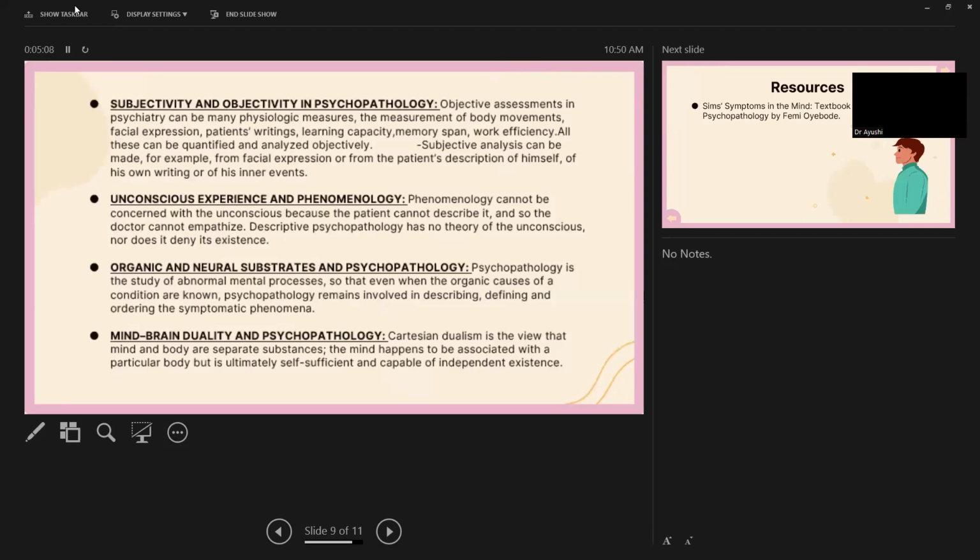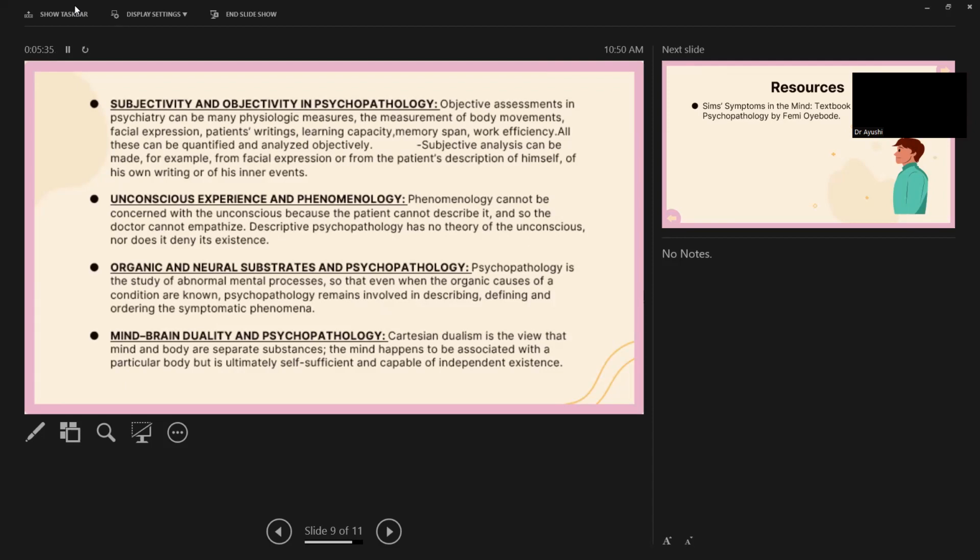Subjectivity and objectivity in psychopathology. Objective assessments in psychiatry can be many physiological measures, the measurement of body movements, facial expressions, patient's writing, learning capacity, memory span, and work efficiency. All of these can be quantified and analyzed objectively. Subjective analysis can be made, for example, from the facial expression or from the patient's description of himself, of his own writing or inner events.